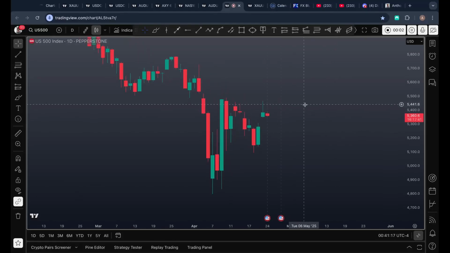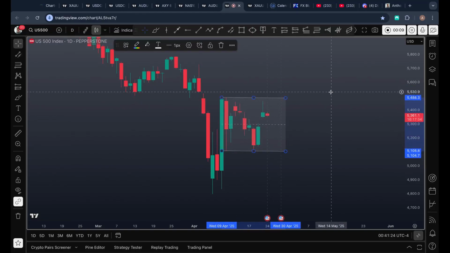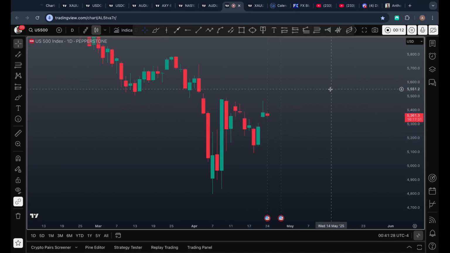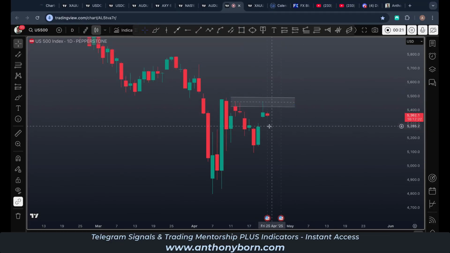Traders, I'm looking at the US500, the S&P. We can see that this is currently trading into the high of this current trading range. It traded up. It has eaten into buy-side liquidity resting above here. We can see a reaction off that.